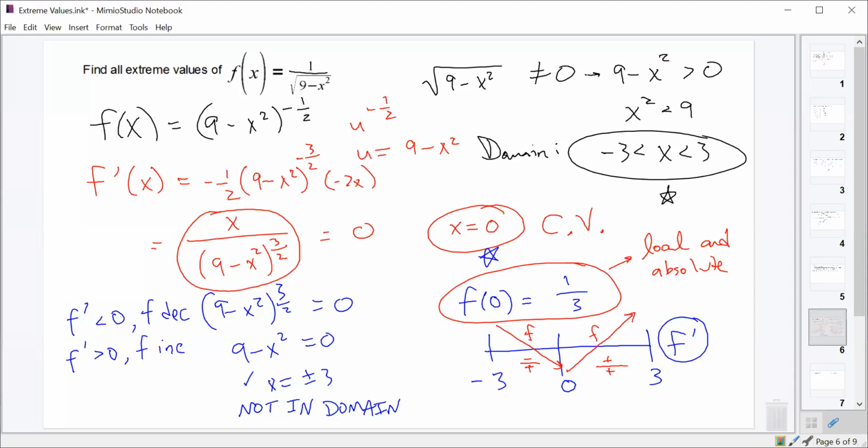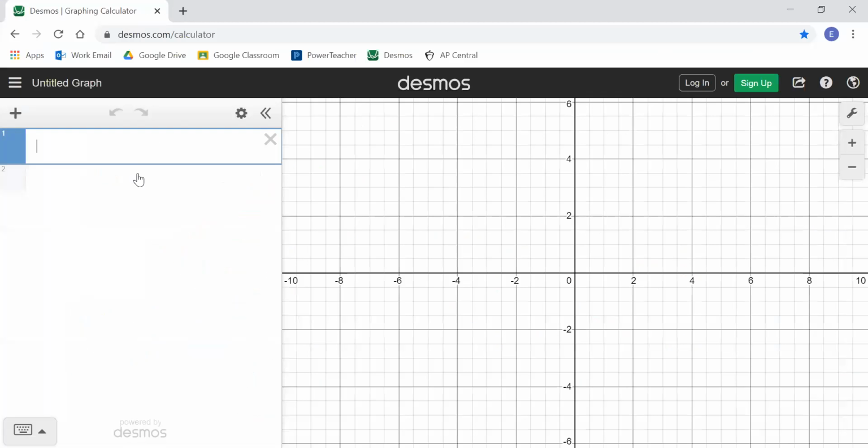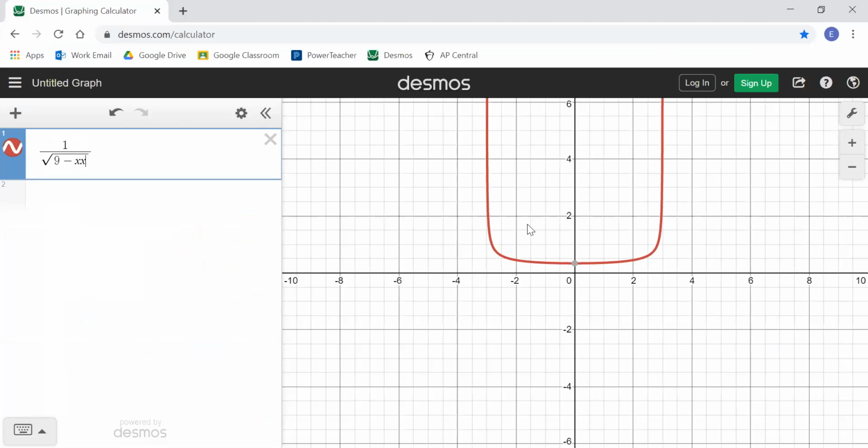Yeah. Wonderful. All right. Here's what we're going to do. Real quickly, I'm just going to pull up Desmos because everybody loves Desmos, right? We'll look at the graph. It's 1 over the square root of 9 minus x squared, right? And here's the graph.